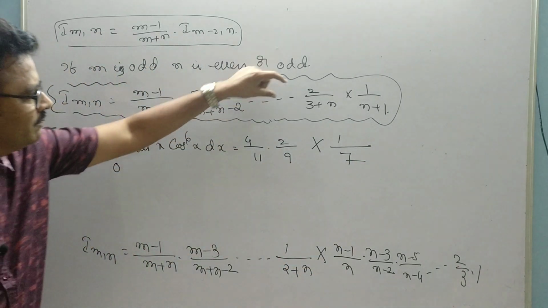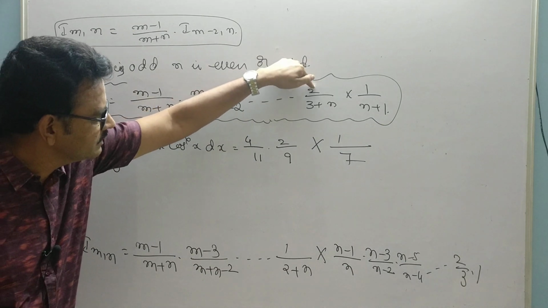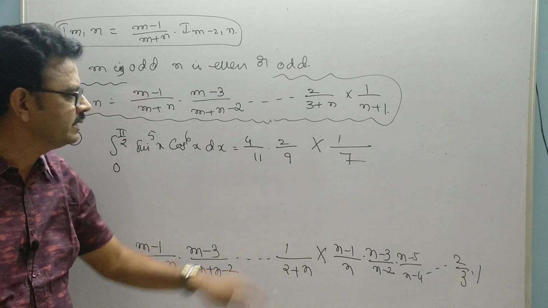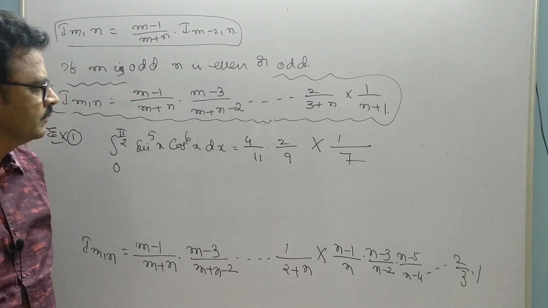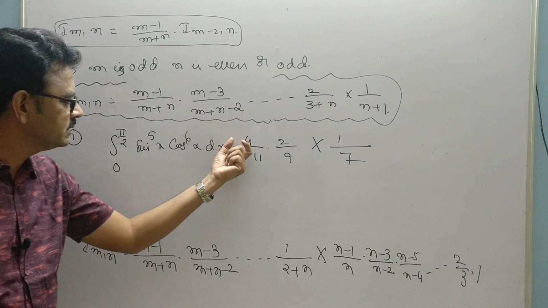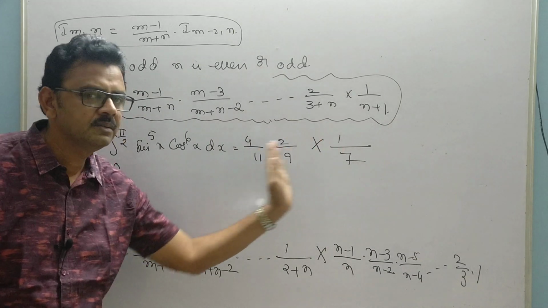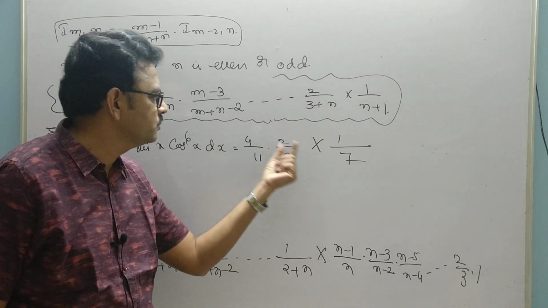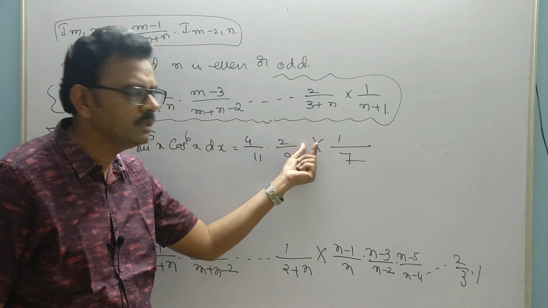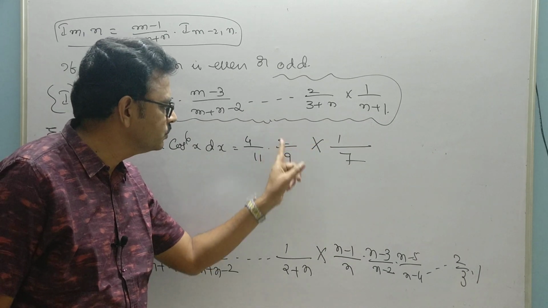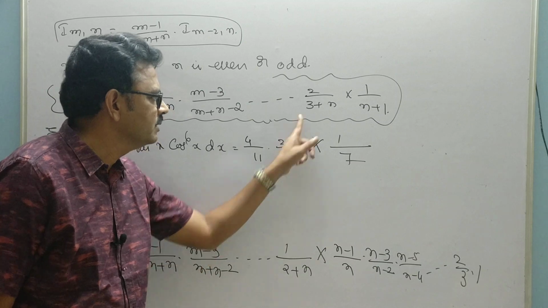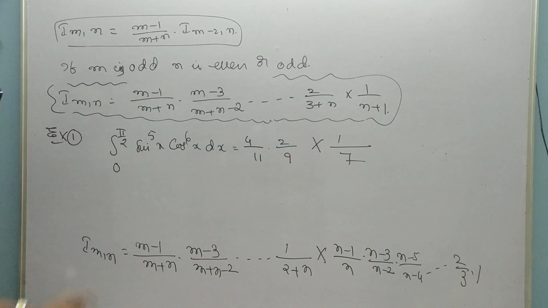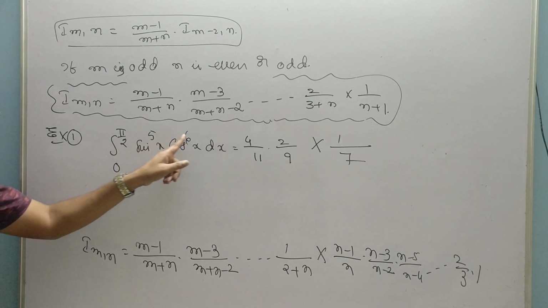So no need to always compare this one. If you compare, 2 by 3 plus n, 3 plus 6, that is 9. No need to remember, the terms you will automatically get, with only the difference of two. Minus 2, 2 minus 2 means 0, so that is not possible. So that's enough: 2 by 3 plus 6 into 1 by n plus 1, provided m is an odd number and n is an even number.